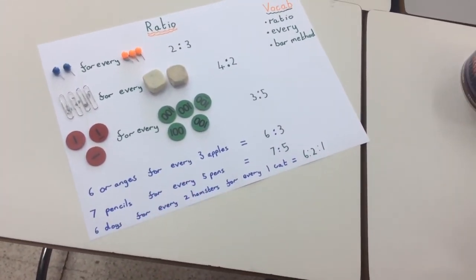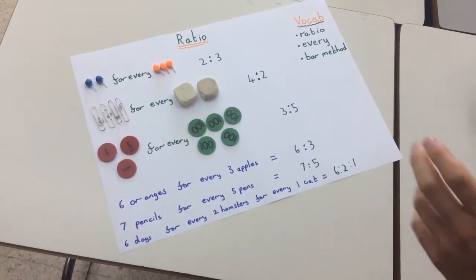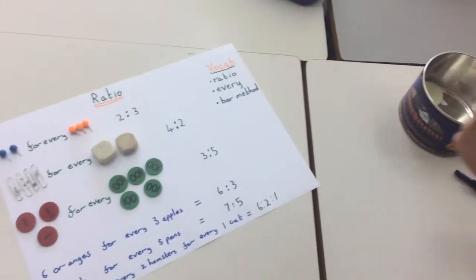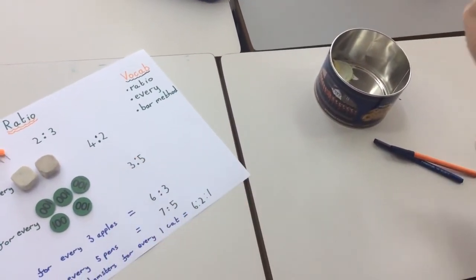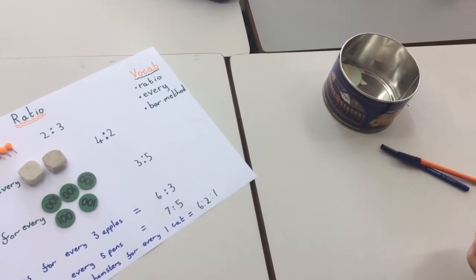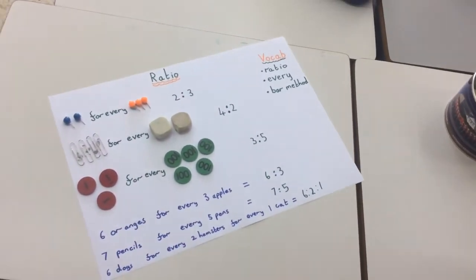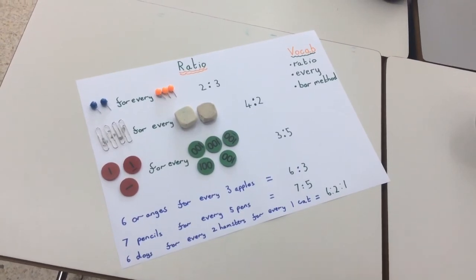Now I don't want to put those in my biscuits, they really wouldn't taste very nice. But 6 and 2 and 1. And this is what ratio is. And in the next video, I'm going to explain how we solve problems.